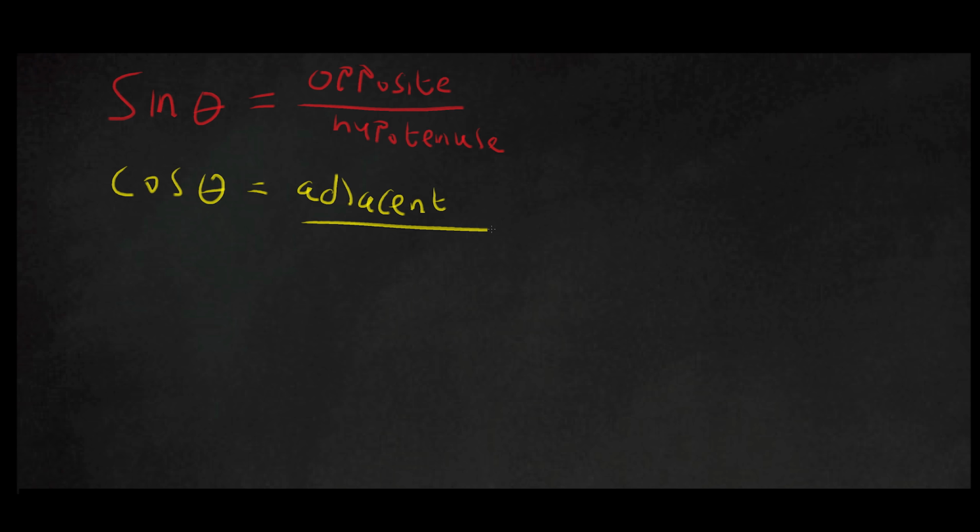You'll also come to find that sine squared plus cosine squared is equal to 1. This will come in handy later. Don't be scared by the notation. Just remember that sine is equal to the opposite over the hypotenuse and cosine is the adjacent over the hypotenuse.